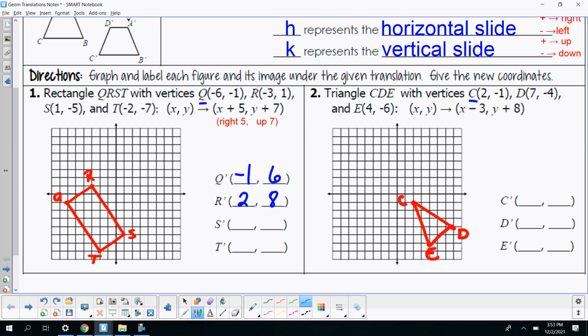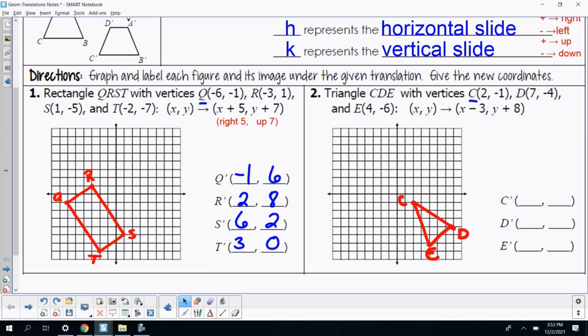Looking at point S, I have my x value of 1. 1 plus 5 is 6. And my y value, -5. -5 plus 7 is going to give me 2. For T, I have -2 for my x. -2 plus 5 is going to give me 3. And -7 plus 7 is going to give me 0 for my y.